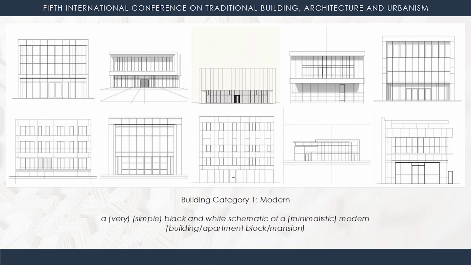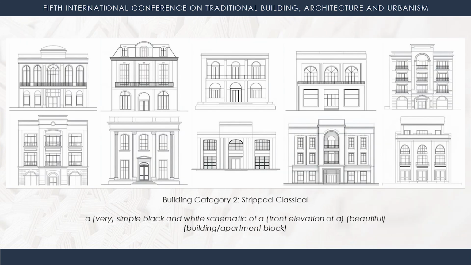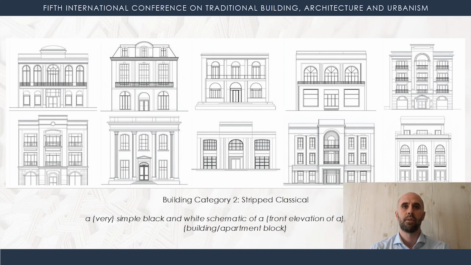The first category, labeled Modern, was generated using the first of the original 4 buildings as a reference. The AI output was guided by variations of the prompt, a simple black and white schematic of a modern building. The result are minimalistic, rectilinear facade designs. The second category, Stripped Classical, features facades inspired by the classical orders, but with moldings and details removed. The prompts used were variations of a simple black and white schematic of a beautiful building.